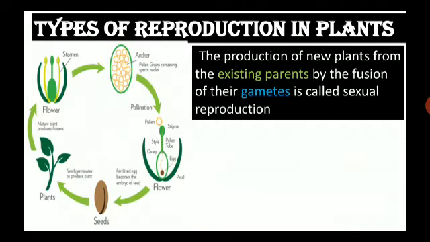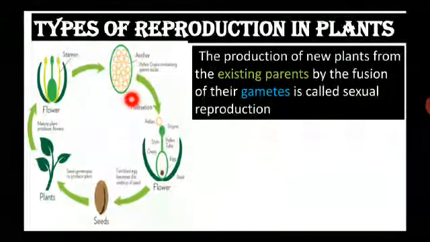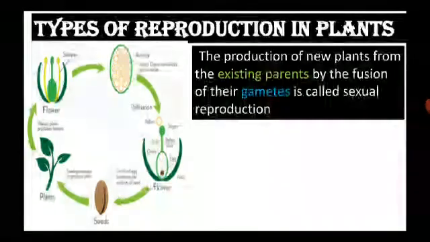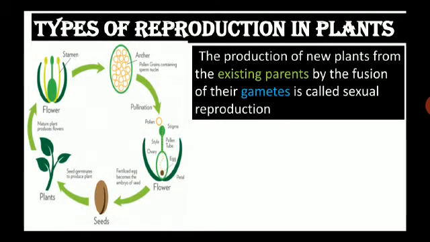Here you can see in the picture the male reproductive part, that is stamen, and the female reproductive part, that is pistil. Pollen grains are present inside the anther and the ovules are present inside the ovary. So in this cycle a complete process of sexual reproduction is shown. We will discuss it in detail in our next video.